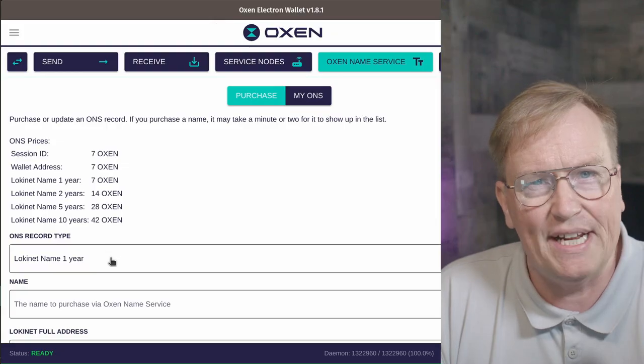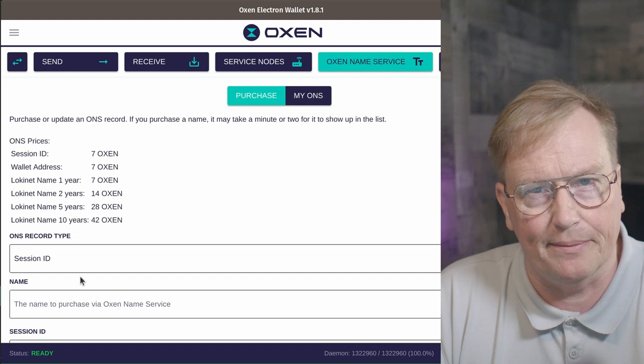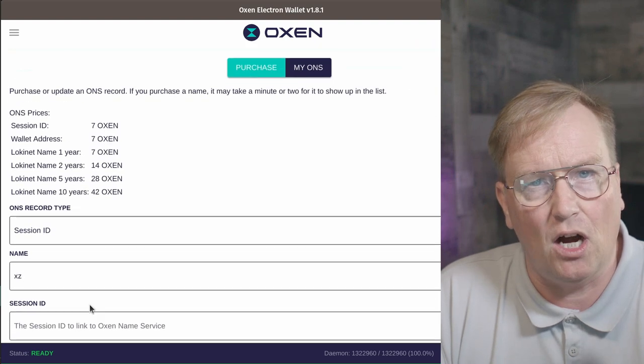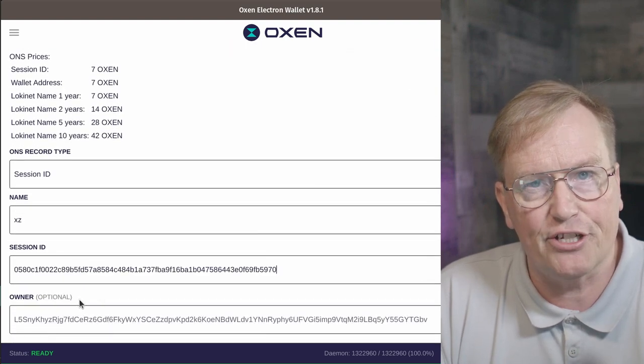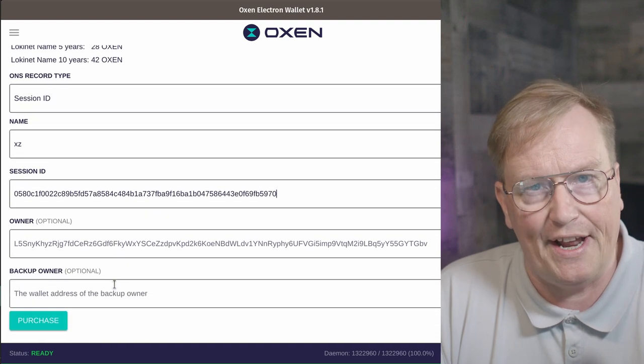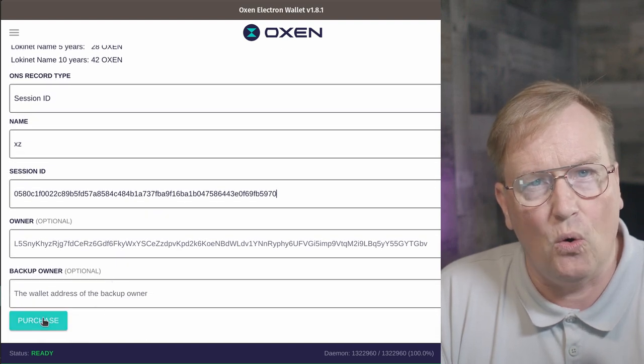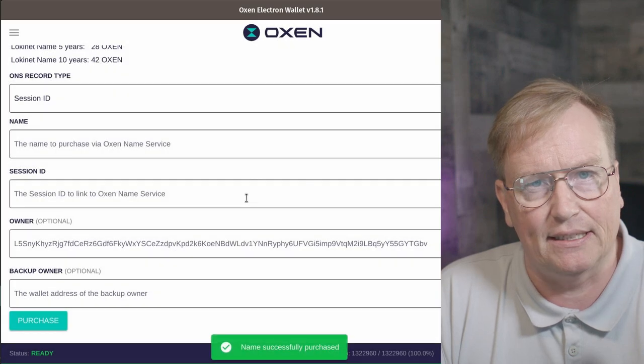When you buy an ONS name with Oxen cryptocurrency, the name is recorded in the Oxen blockchain and linked to your Session ID and your Oxen wallet address. The price of an ONS name is 7 Oxen at this time.